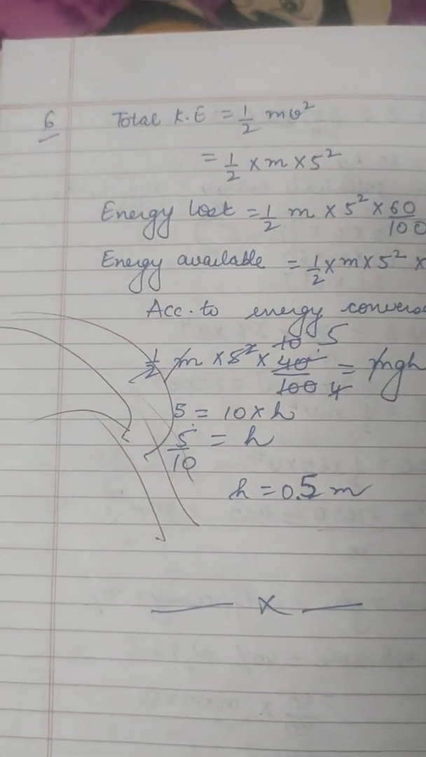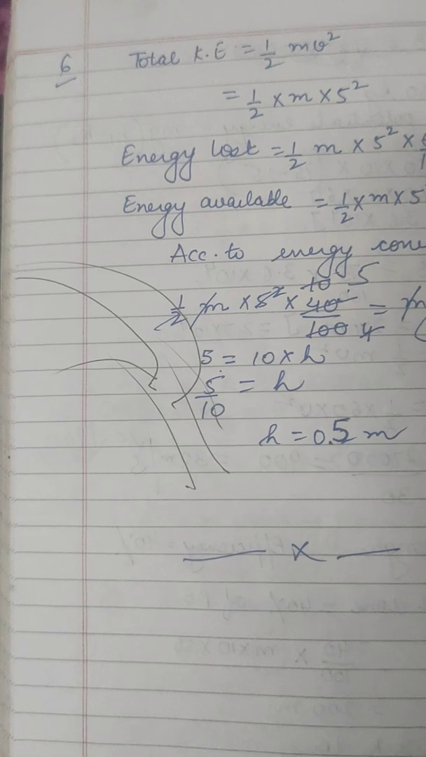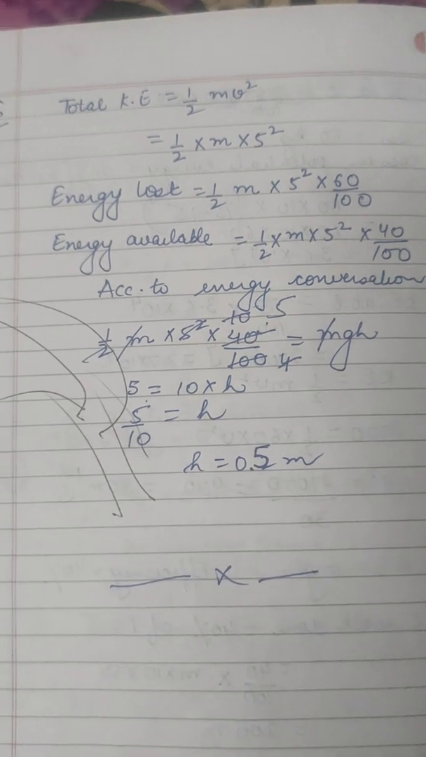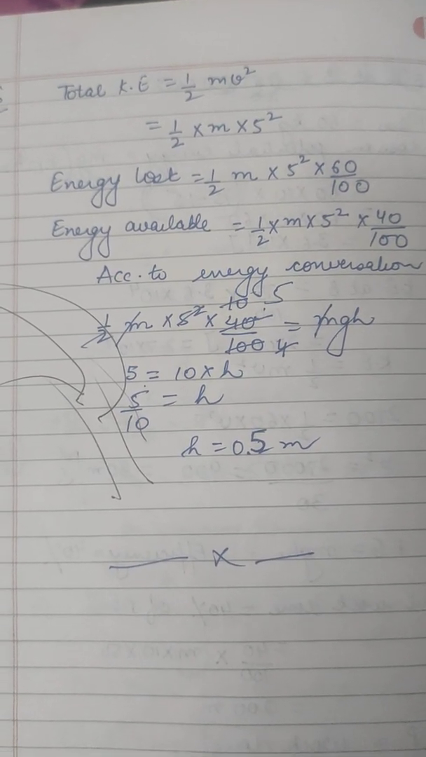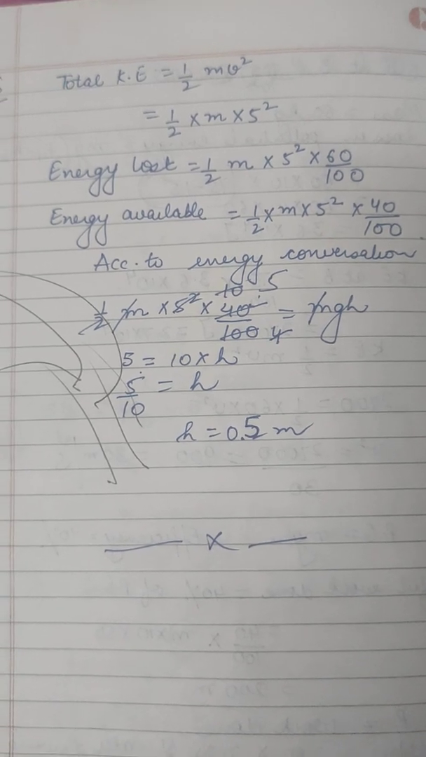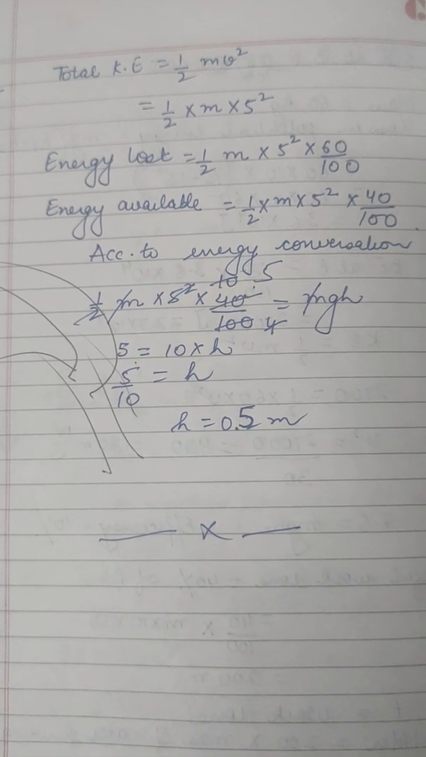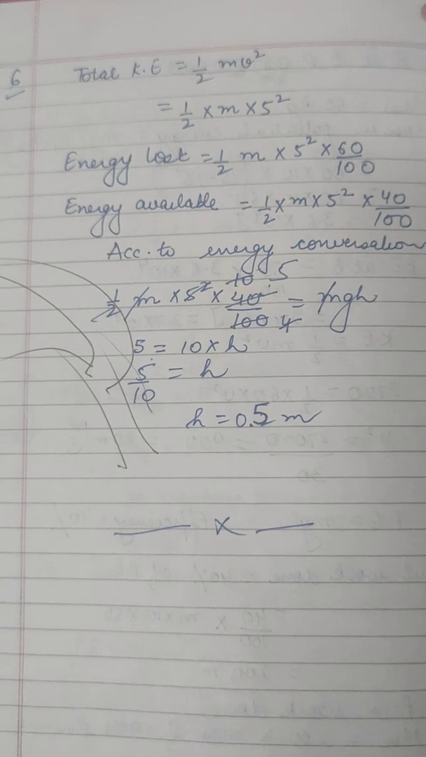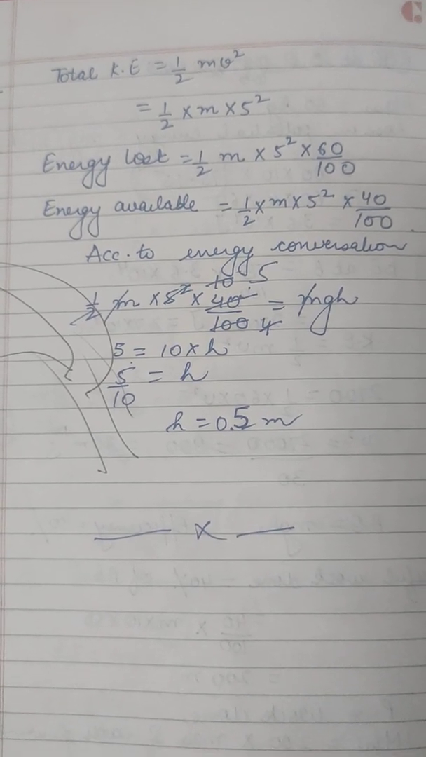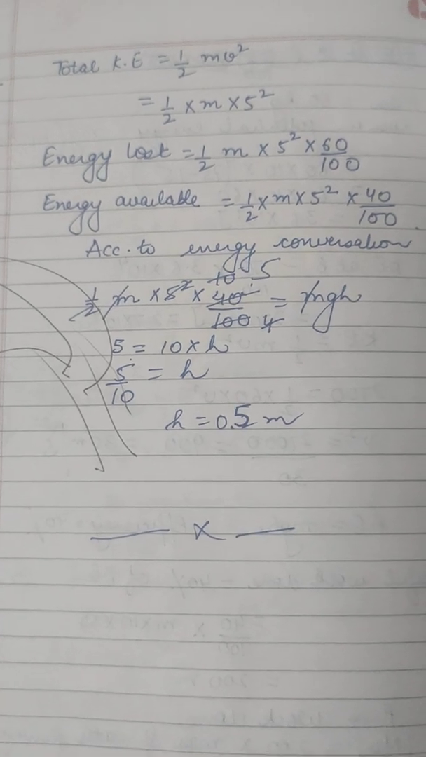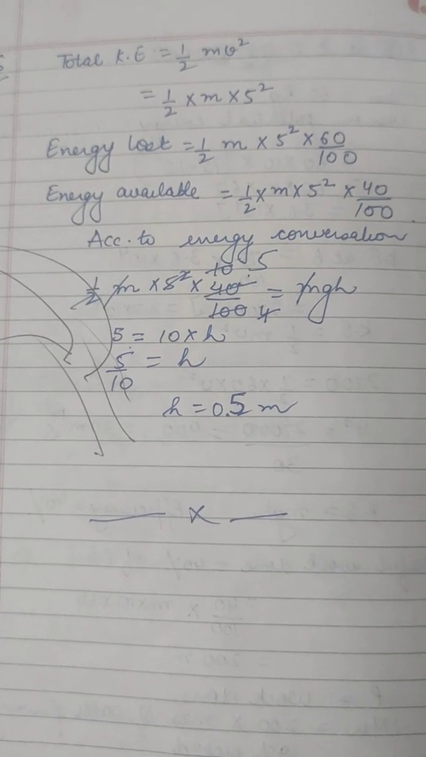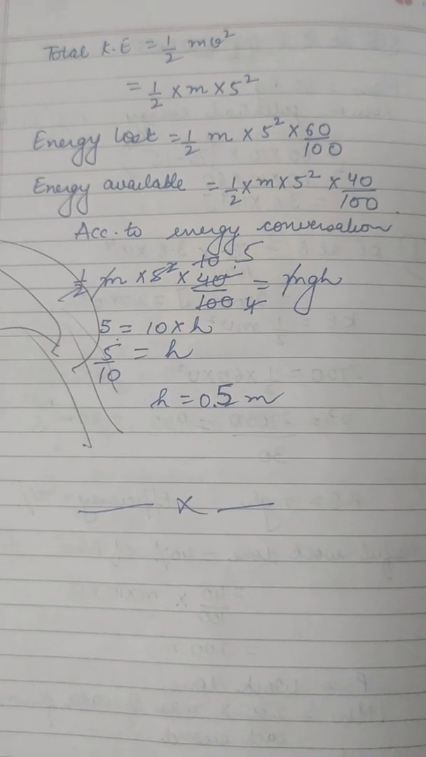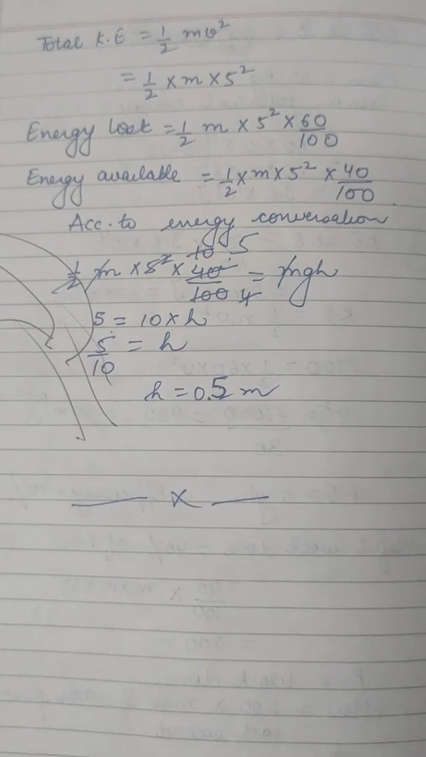The last question of your syllabus. So here we have a bob of a simple pendulum which is imparted a velocity of 5 meter per second. Velocity is given to you when it is at its mean position. To what maximum vertical height will it rise on reaching its extreme position if 60% of its energy is lost in overcoming the friction of air? So energy lost will be 60%, so energy available to them is only 40%. Okay, so what we are having, half mv square into 40 upon 100, that will be equal to the value of mgh. The g value is given to you, that is 10.